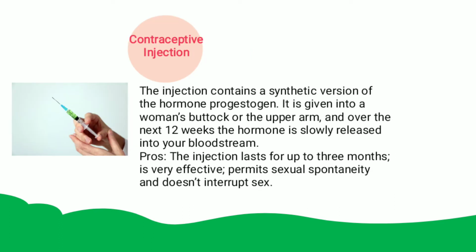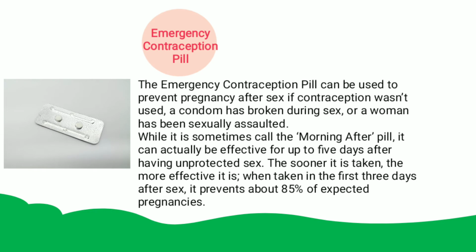Next is the contraceptive injection. The injection contains a synthetic version of the hormone progesterone. It is given into a woman's buttock or the upper arm, and over the next 12 weeks, the hormone is slowly released into your bloodstream. It has pros: the injection lasts for up to 3 months and is very effective, permits sexual spontaneity, and doesn't interrupt sex.